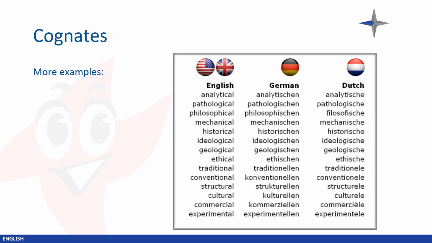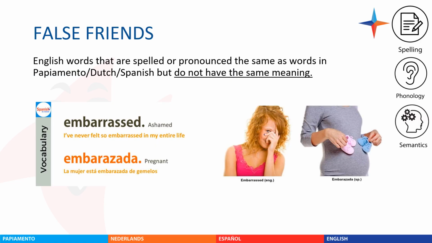Here you'll find some more examples of cognates. Well, now you have English, German, and Dutch. We haven't said much about false friends, but these are English words that are spelled or pronounced the same as words in Papiamento, Dutch, or Spanish, but they do not have the same meaning.